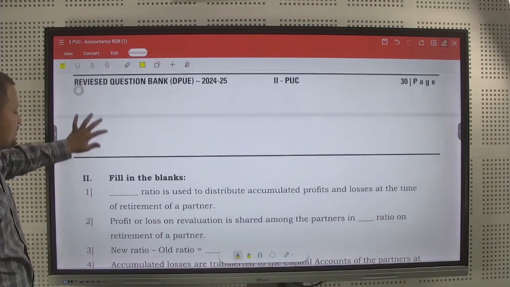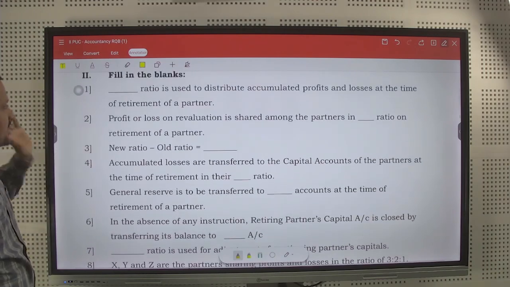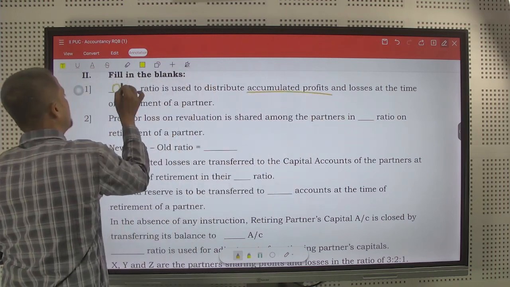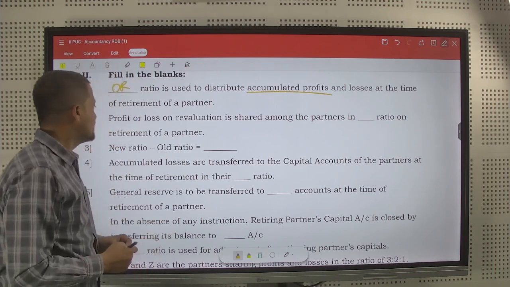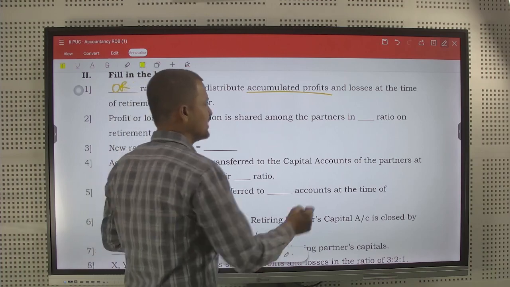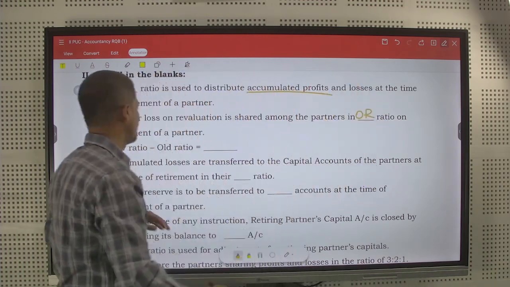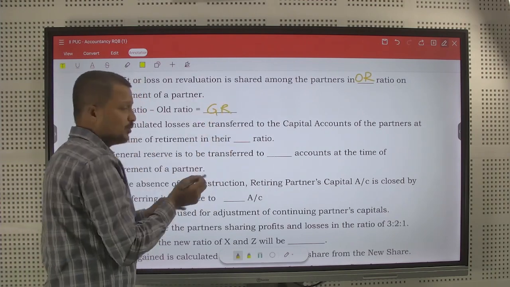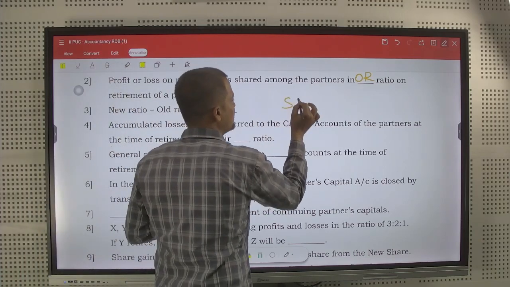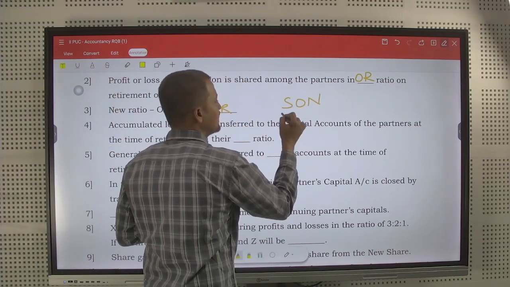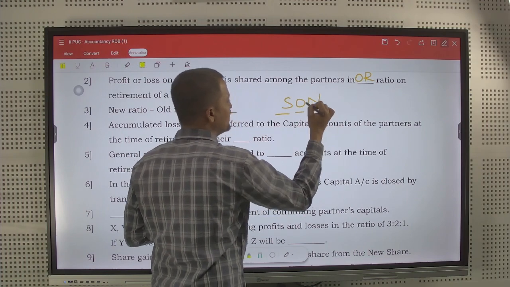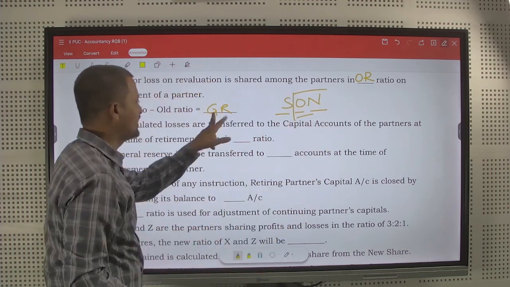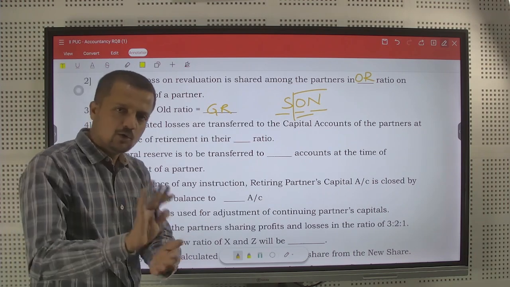Next, coming to fill in the blanks. First, dash ratio is used to, when it comes to accumulated profit, it will be the old ratio, there is no doubt. Then profit or loss on revaluation, again no doubt, it will be the old ratio. New ratio minus old ratio is gain ratio. How do you need to remember? First you remember this SON. Sacrifice ratio is equal to old minus new, right? Then if you remember sacrifice is old minus new, then gain ratio will be the reverse, that is new minus old.